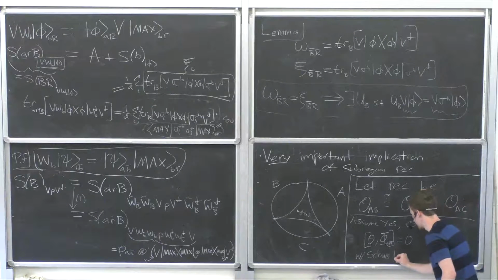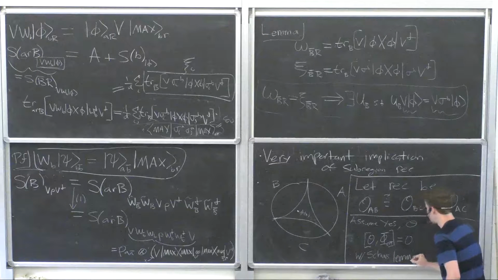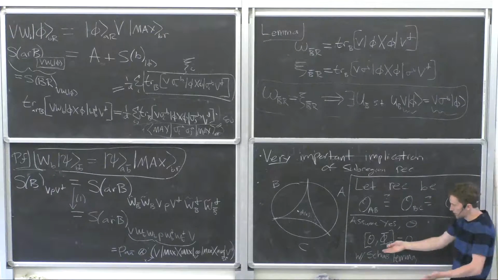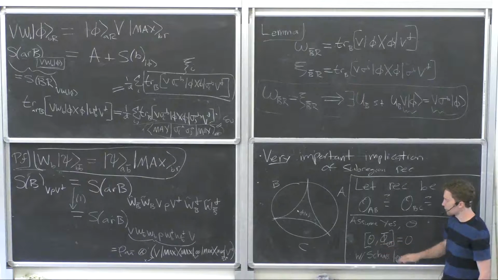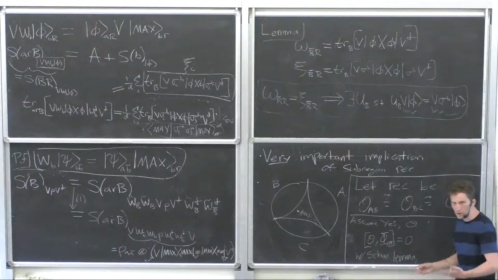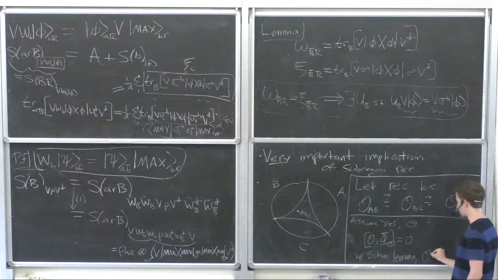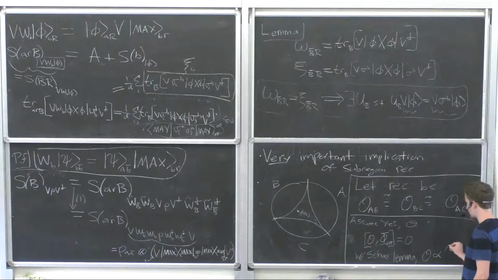So with Schur's lemma, the statement here is that if O commutes with all local operators in the CFT, then O must be trivial. O must be proportional to the identity acting on the CFT.